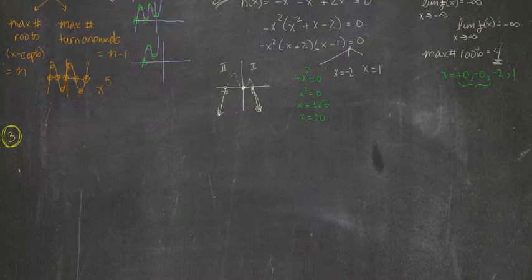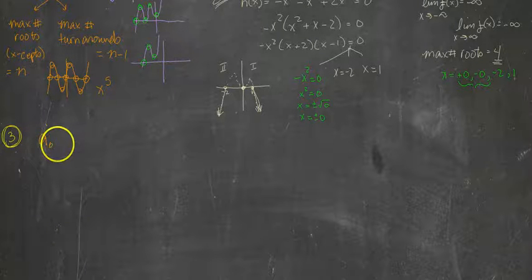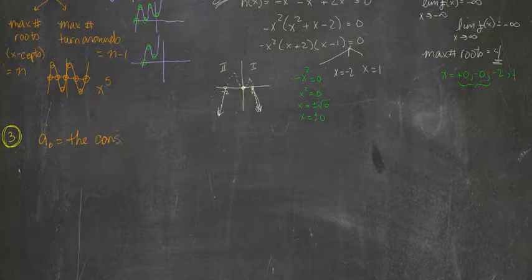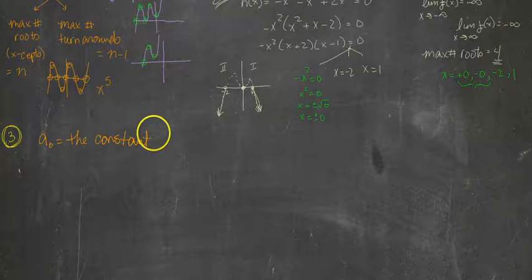So a sub o is the last piece of information that you get directly, a naught we call that, which is the constant in the polynomial, is the y-intercept.